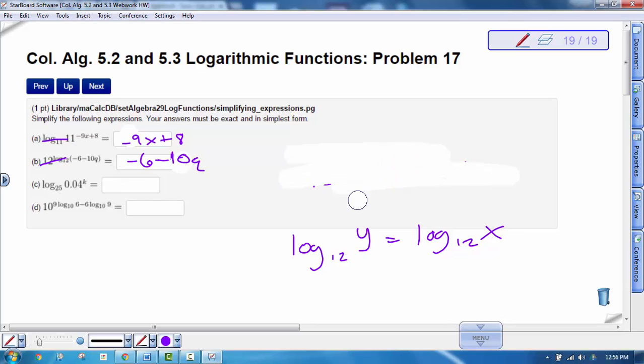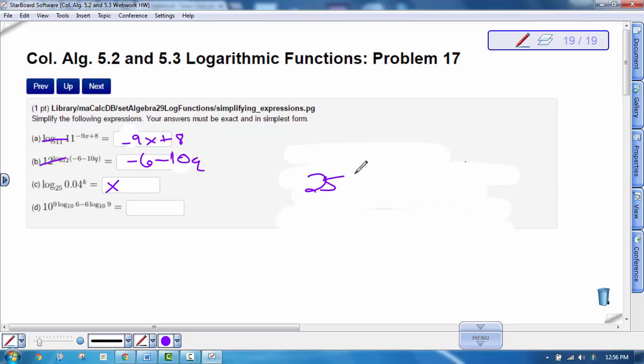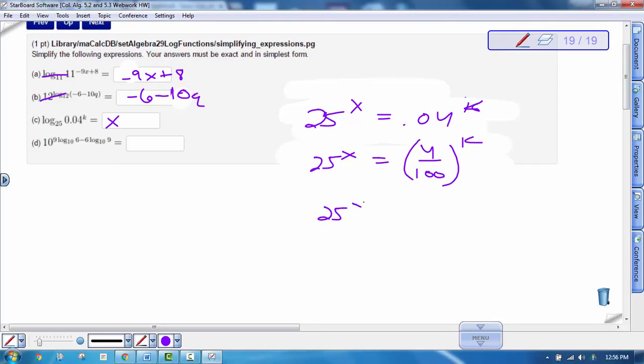And then the next one looks a little more difficult. I'll call this equal to something like x. I have 25 to the x equals 0.04 to the k, because that's changing it into exponential form. Now let me rewrite this. This turns into 4 over 100 raised to the k. And I can simplify this some more. This turns into 25 to the x equals 1 over 25 to the k. And I'll make it 25 to the x equals 25 to the negative 1, to the k.